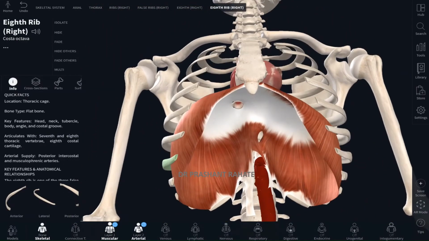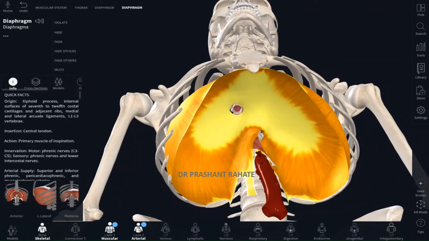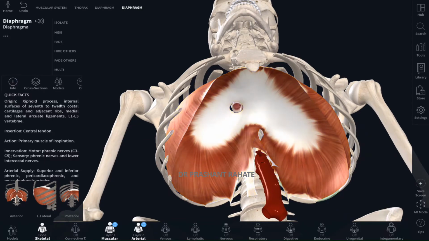So I want to see the under surface of the diaphragm. So this is the under surface of the diaphragm. This is the central tendon here. The diaphragm is fixed to the vertebral column by strong ligaments and strong muscles. The muscle strips are called the crura. This is the right crus and this is the left crus.